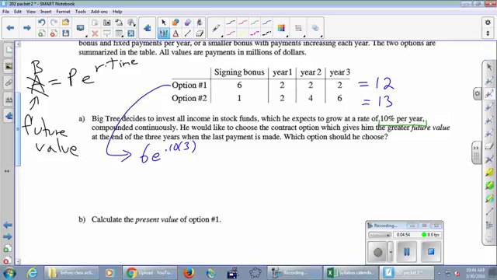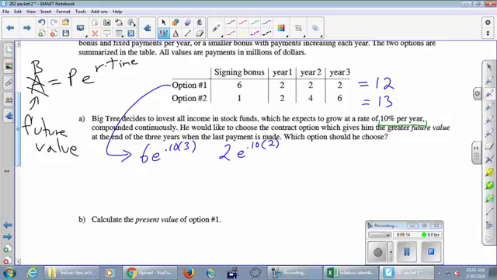And then separate from that, we've got the salary, the year 1 salary. Let's assume that we get paid at the end of the 1st year. So this one is going to be, instead of a 6, it's going to be a 2e to the 0.1. And if you get that salary at the end of the first year, how many years does it have to grow until the end of the third year?